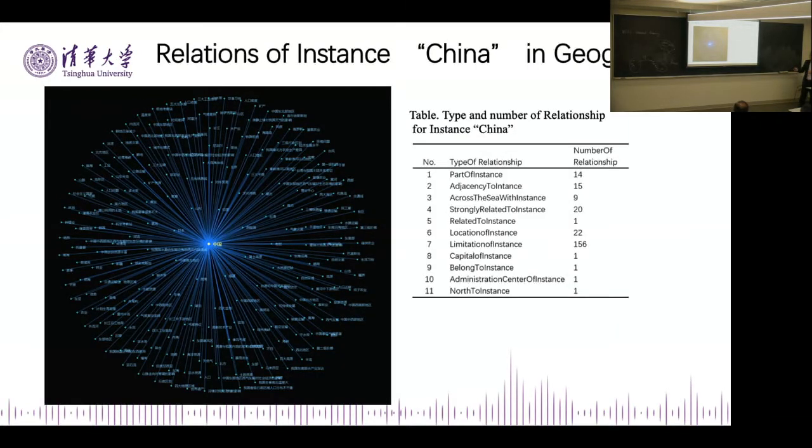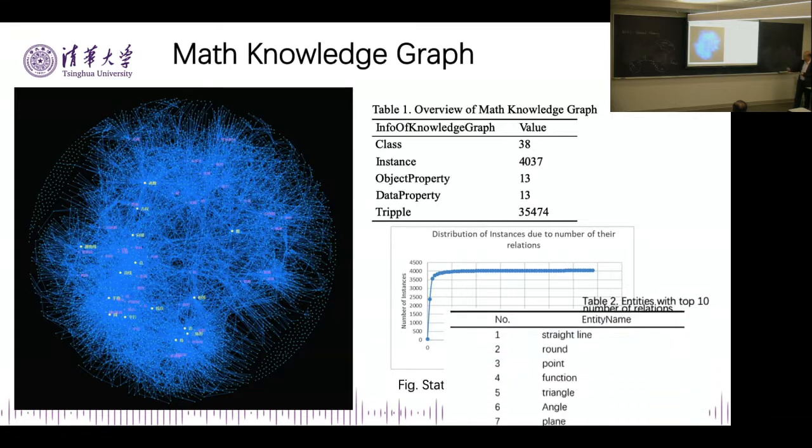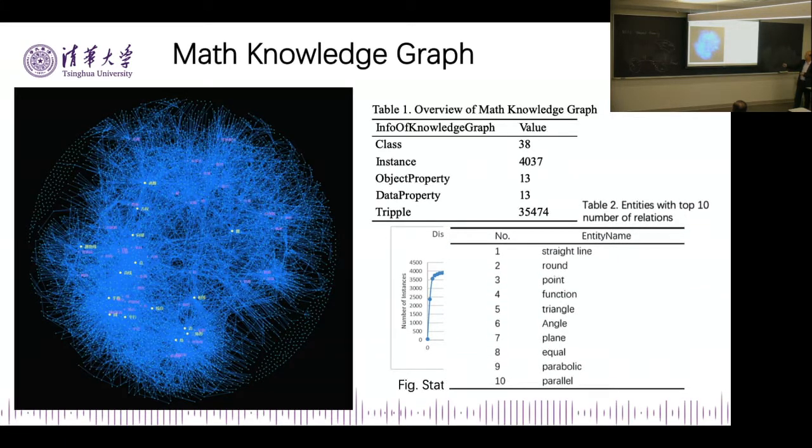And here is the relationship of the instance China. It has 11 kinds of relationship, and here is the number of each relationship. And here is the math knowledge graph for the Chinese memory education. Now, here are the entities with the top ten number of relations. For example, storyline, one, void, and function.